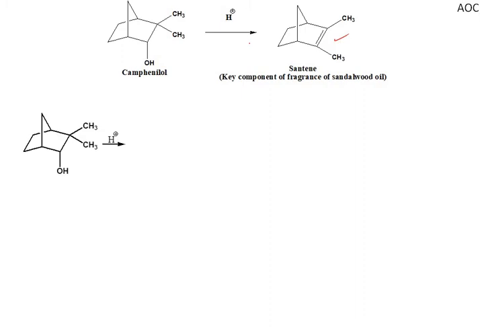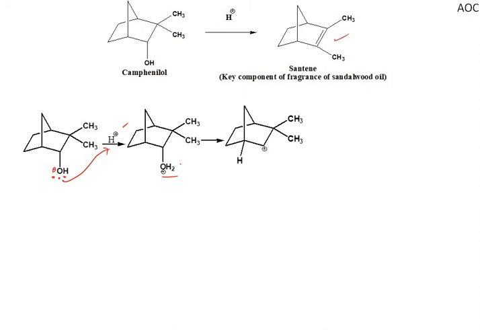So when the camphenilol is treated with H positive, you know what will happen. The lone pair from the oxygen will attack here, and we will have OH2 here. So the oxygen will get the positive charge. Obviously in the next step, the H2O will come out, and we will have a positive charge here. Now from here you can say that this particular hydrogen will come out, and we will have an elimination product. The double bond should come at this position, and this should be the product. However, this does not happen.